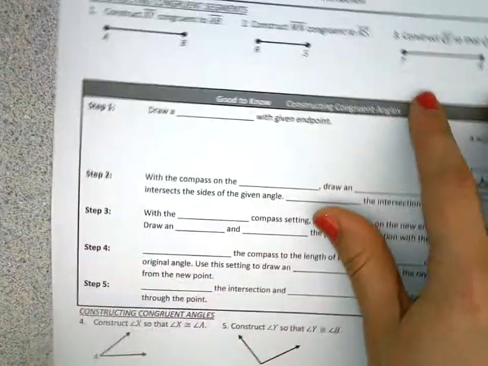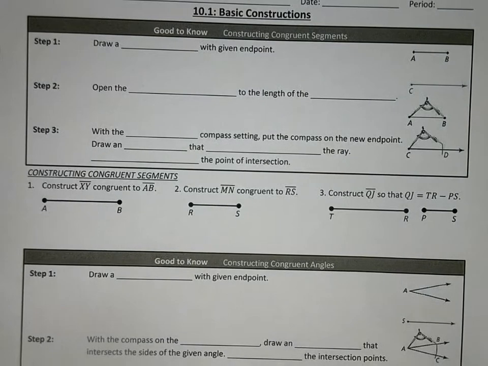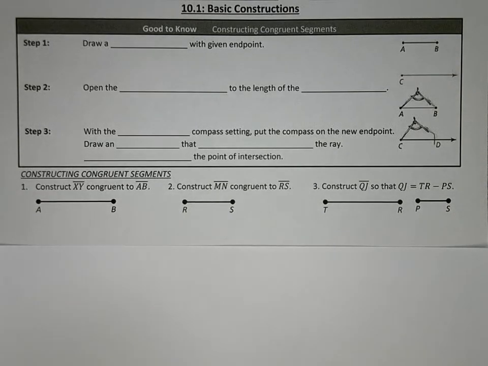Now when we are doing constructions, one big thing that I need you to know is that you will have compass marks and pencil marks on your paper as you are constructing these things. You want to keep those marks on your paper. A lot of students, especially in the honors classes, want to erase them because they think it makes their paper look messy. For these constructions, that's how you show your work.